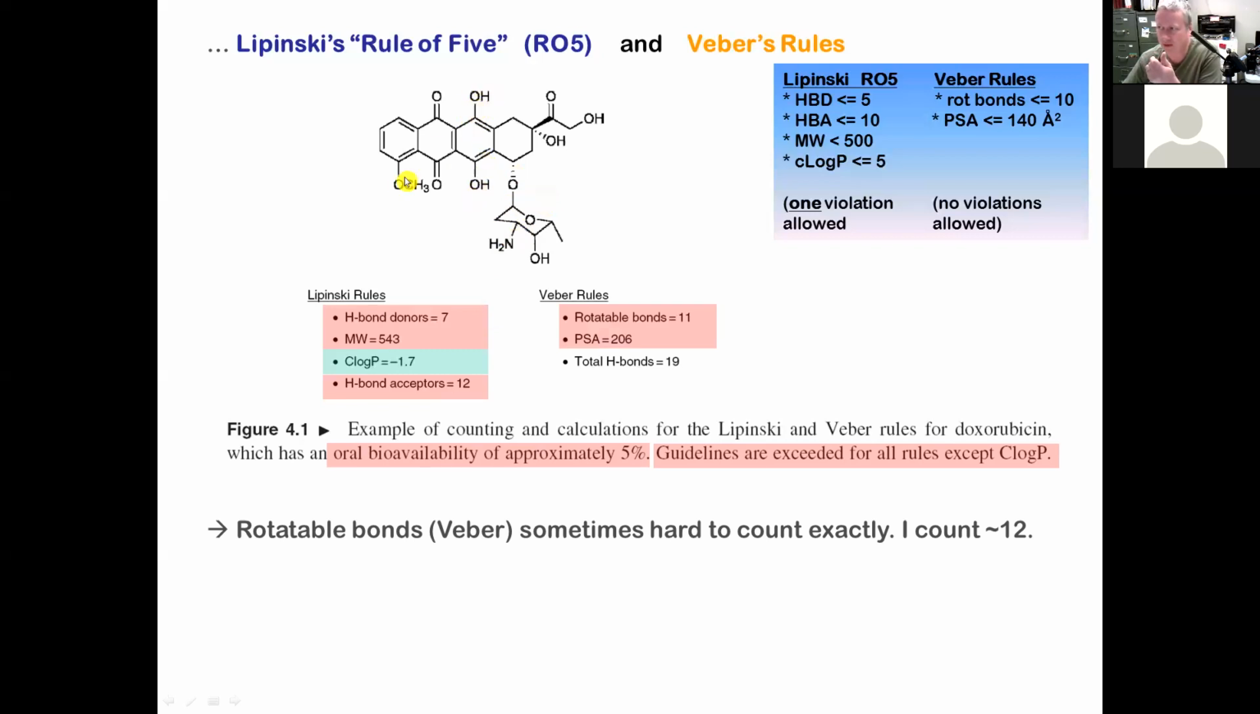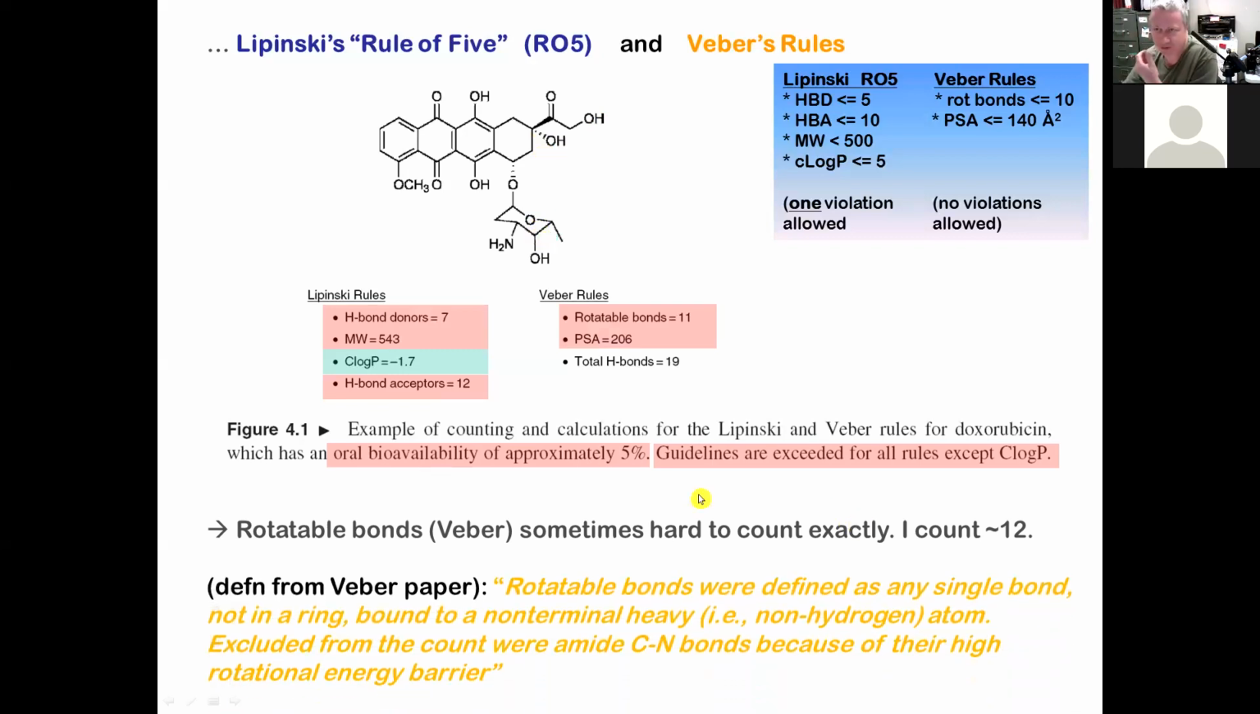I said 1, 2, 3, 4, 5, 6, 7, 8, 9, 10, 11. No, actually, let me see what the definition said again. It's underneath. Okay, this is from the Weber paper. Rotatable bonds were defined as any single bond, not in a ring, bound to a non-terminal heavy atom that's not hydrogen. Okay, so in these OH groups, the carbon to oxygen is rotatable, but the oxygen to the proton's not. That's what I screwed up. It's a heavy non-hydrogen atom. Okay, so we'll try to do this again.